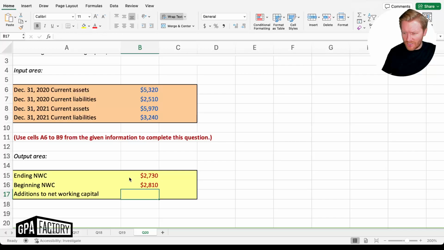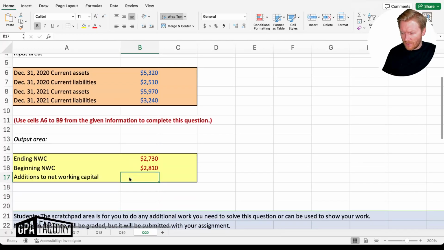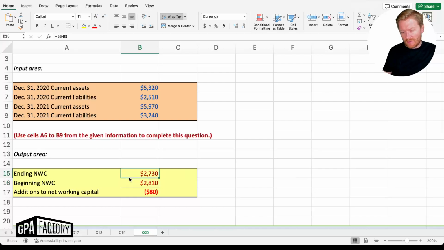Now our additions to working capital, we're going to say ending minus beginning, and that's going to be negative 80. So sometimes that could be negative. So there you go. You're just doing ending minus beginning. What was that change in net working capital? Yeah, the answer is negative because the ending ended up being lower than what it was at the beginning.